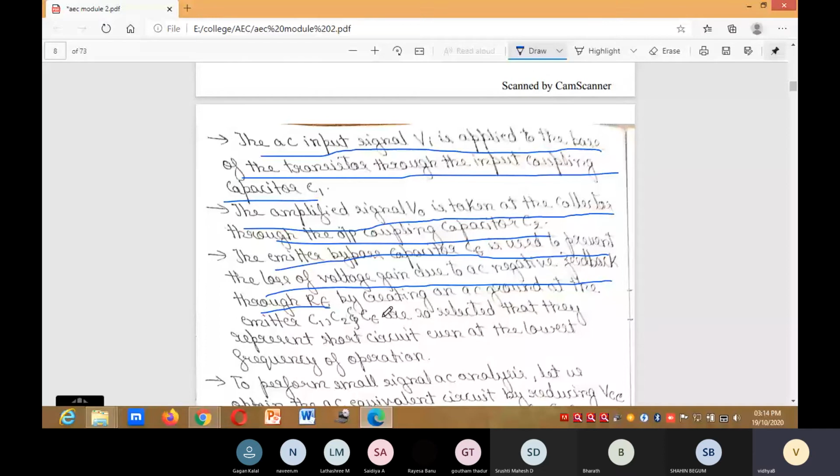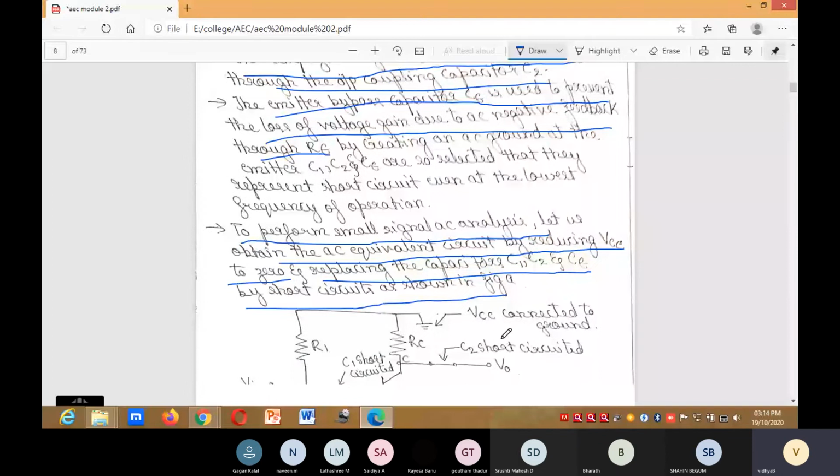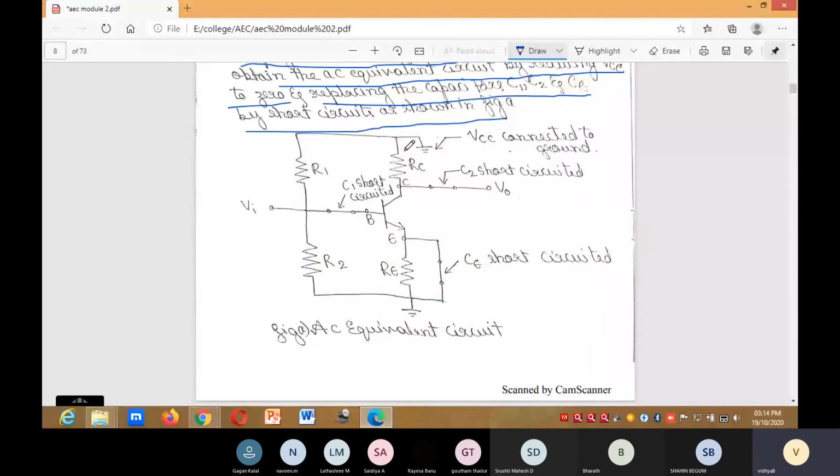Next, to perform small signal AC analysis, let us obtain the AC equivalent circuit by reducing VCC to 0 and replacing the capacitors C1, C2, CE by short circuits. This is the figure for that. VCC connected to ground, C2, C1 and CE short circuited. By the figure only you can understand what you need to do for the AC equivalent circuit.